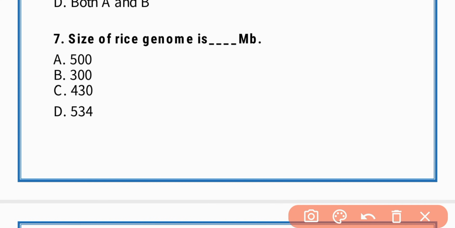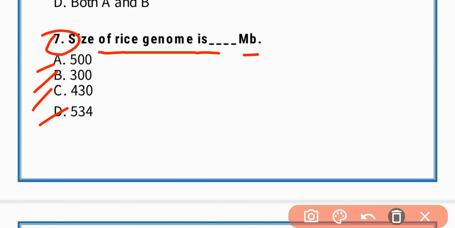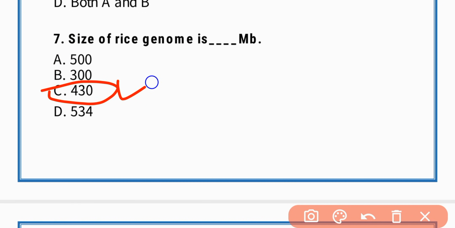MCQ number 7. Size of rice genome is: 500, 300, 413, 534. The correct option is option C, 430 MB.